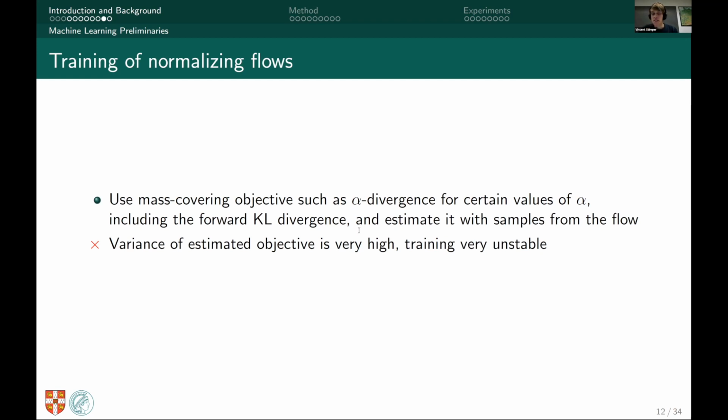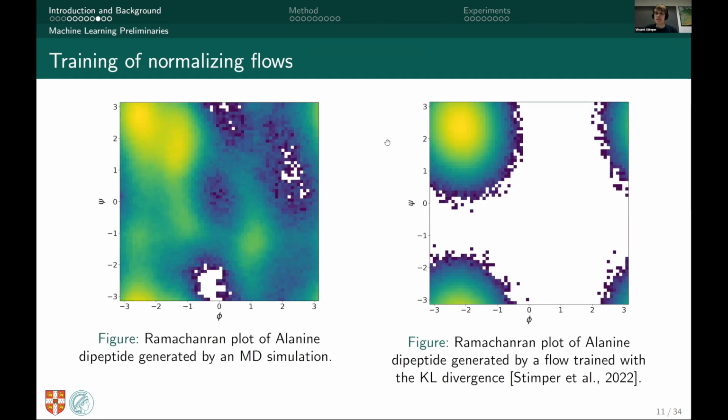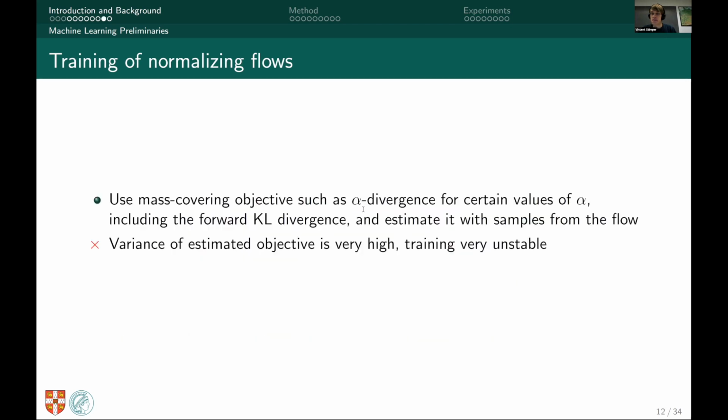Those objectives can also be estimated with samples from the flow, but the problem is that the variance of the objective is typically very high, and therefore training is very unstable. For instance, for this molecule setting we also tried this out, but I cannot show you any results because the variance is so high that after one iteration, more or less all the parameters go to NaN, and so you didn't learn anything. This is how bad it is.